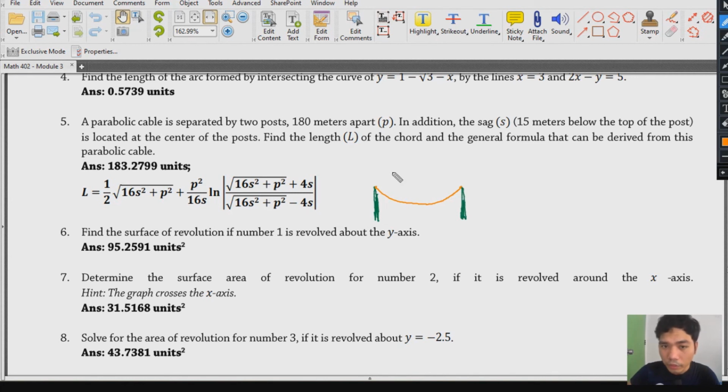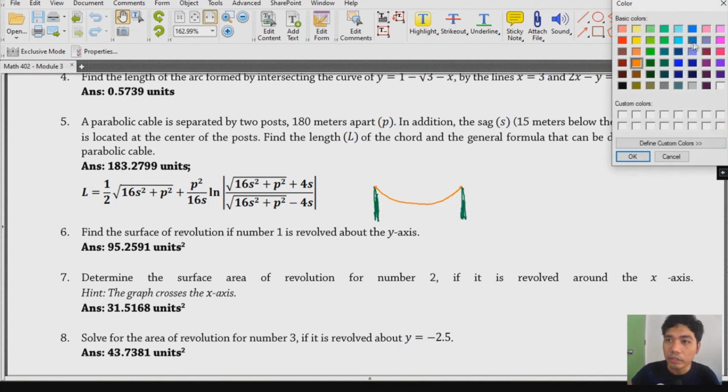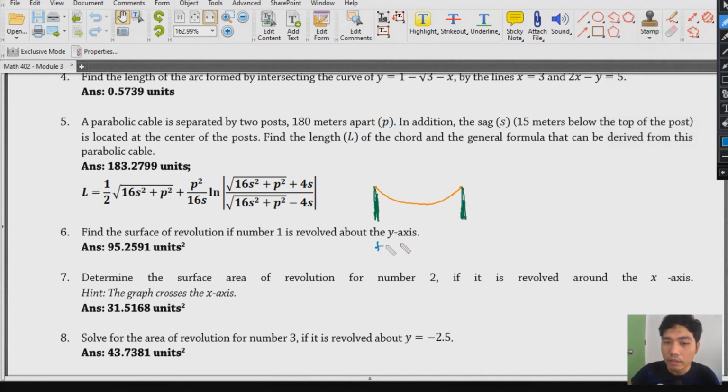So it's 180 meters apart. The distance between these two is 180. Okay, that's 180 meters. And then the sag is 15 meters from the top. So that's 15. So parang from the top, that's 15 meters, yung pinaka lowest point. Ito yung sag kasi yung parang yung laylay, ganon.